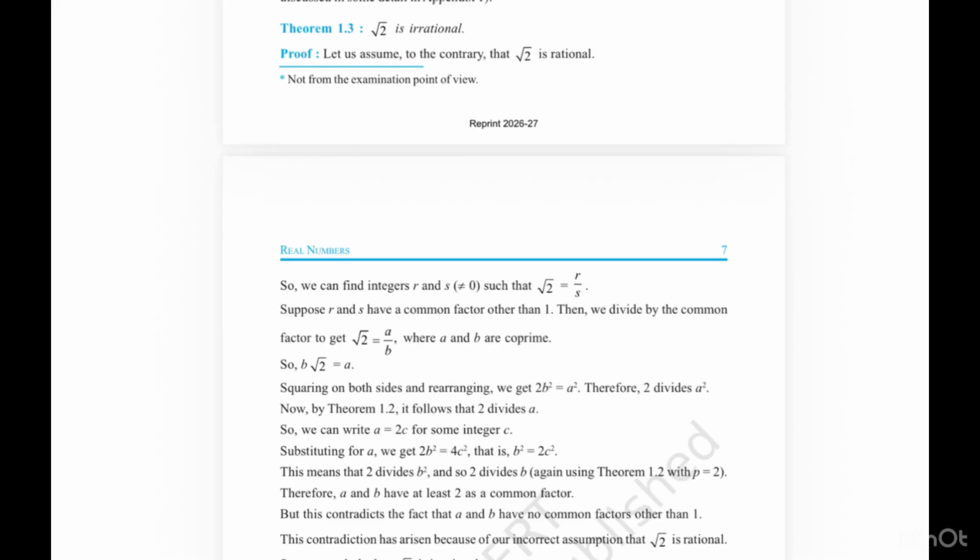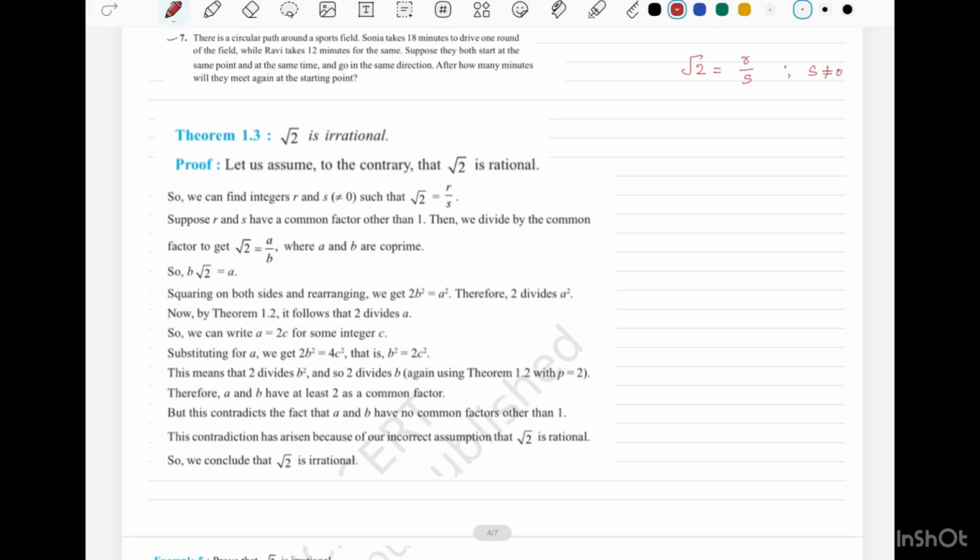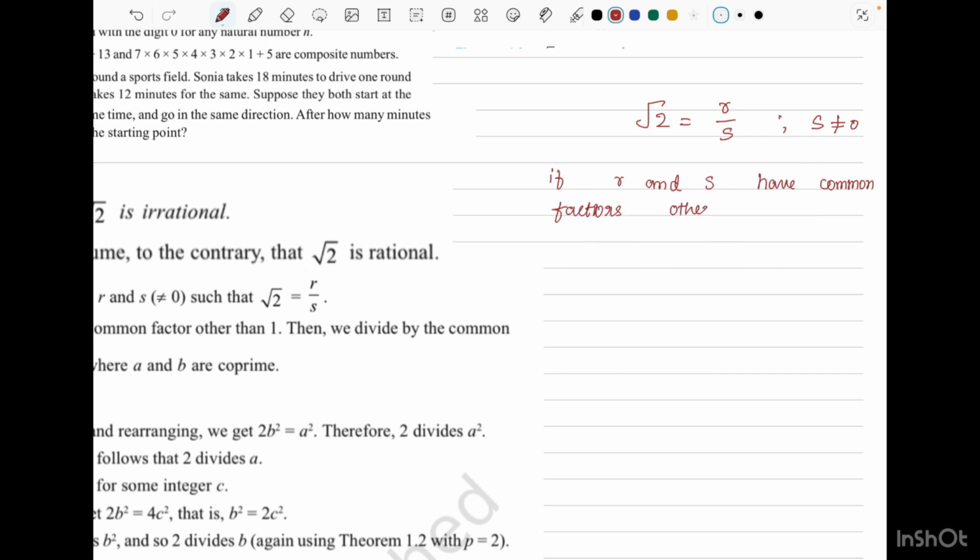Next theorem 1.3, root 2 is irrational. That is, we have to prove that root 2 is irrational. For that, assume that root 2 is rational, so it can be written in p by q form. Let it be r by s, where s not equal to 0. If r and s have common factors other than 1, then like 6 by 4, we can write it as 2 into 3 and 2 into 2. 2 is a common factor in numerator and denominator, so it can be cancelled. So we get a fraction with coprimes, 3 by 2.